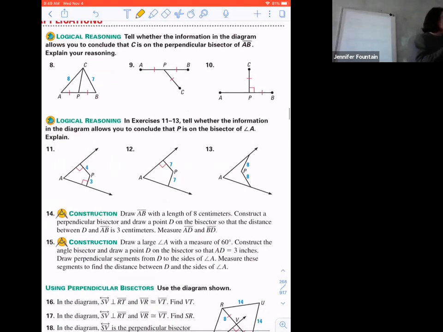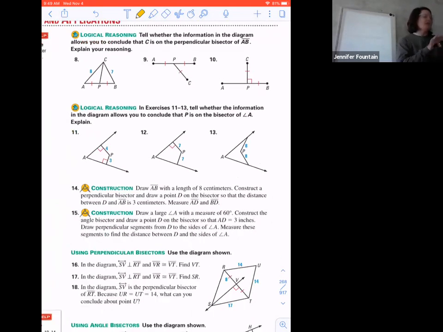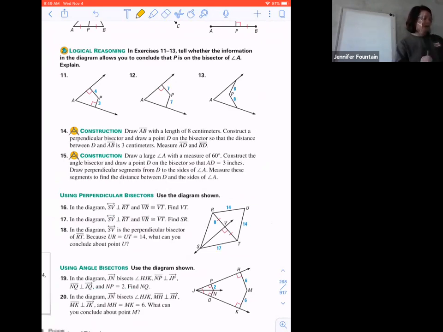11 and 13. Tell whether the information in the diagram allows you to conclude that P is on the bisector of angle A. So number 9, you're dealing with perpendicular bisectors. 11 and 13, you're dealing with angle bisectors. If it is, tell why. If it is not, tell why.